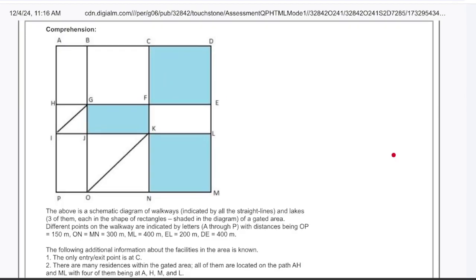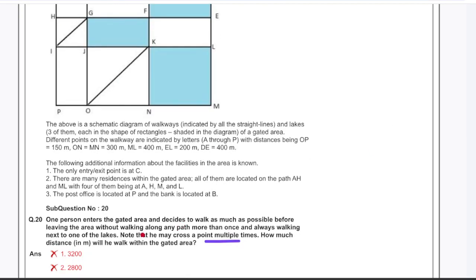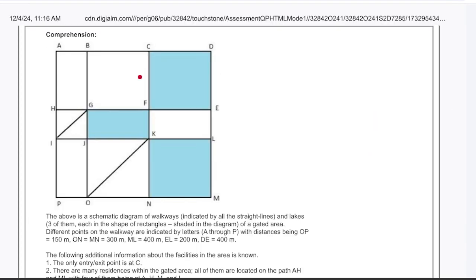So he has to enter through the entry point C, and he has to go only around the lakes. So first of all, we'll come on this path. Now this is equal to 400. Then along the lake, we'll move to this place, this path, that is 300. Then here, 200. From J to K, again 300.